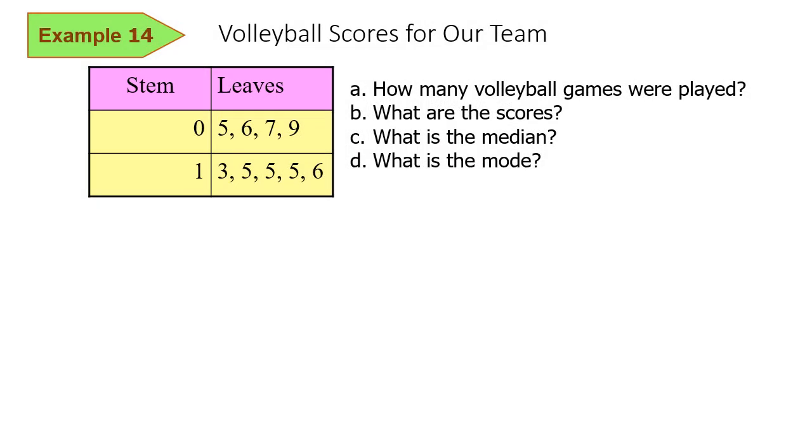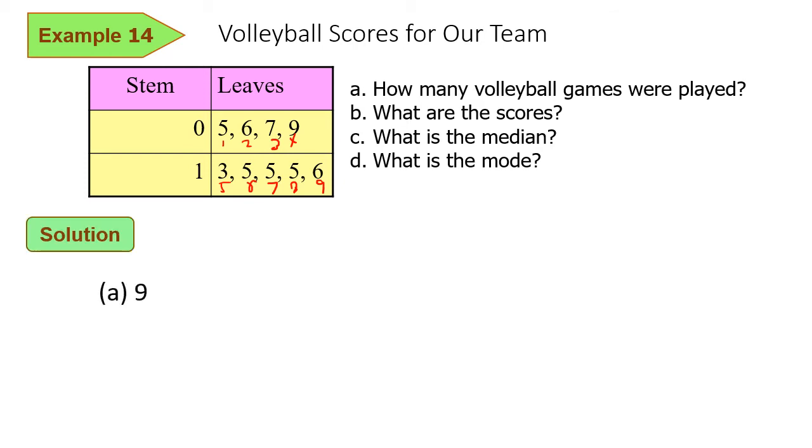So let's try another example here, example 14. The situation is about the volleyball scores for our team, but this time the stem and leaf plot is already given. From that plot, we need to determine how many volleyball games were played. Remember the previous example, we count when we find the total numbers. So 1, 2, 3, 4, 5, 6, 7, 8, 9. The total number, n, would be 9.